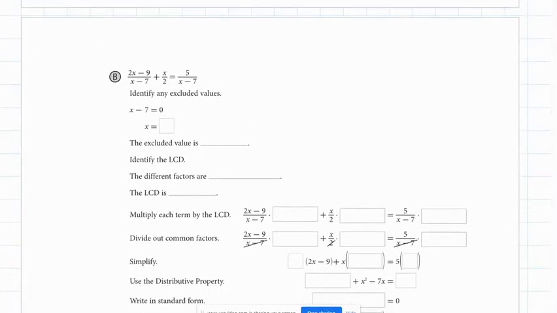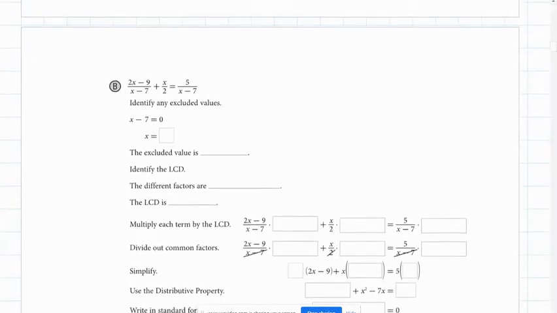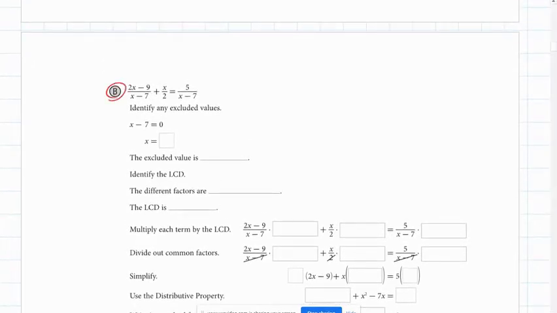So let's try a new one that isn't already worked out for us. In example B, the denominators are all factored already. We see right away that the excluded value is 7. We cannot have 7 in any of our denominators, so we know that x cannot be equal to 7.